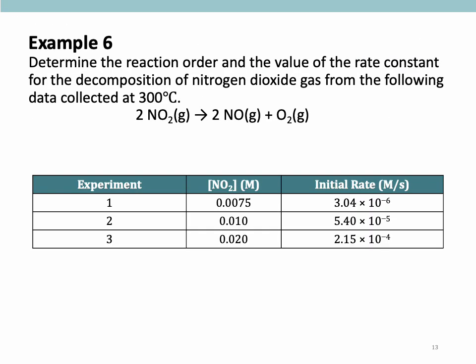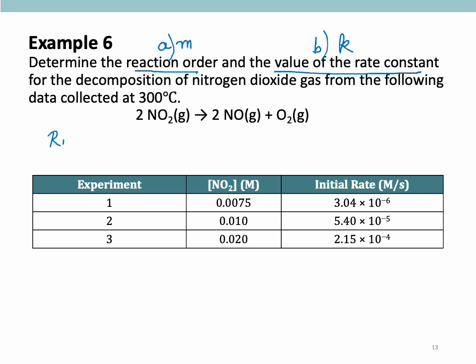Now this is a second type of question you can get here. In this case, the concentrations are given to you and the rate is given to you, but the question is asking what is the order. So this is like the reverse of what we did so far. Determine the reaction order and the value of the rate constant for decomposition of nitrogen dioxide from the following data collected. So if this is my reaction, the question is asking what is the reaction order, and it's asking what is the rate constant. Reaction order we know is the value of m or n, whatever you want to call it. And rate constant means I need to solve for k.